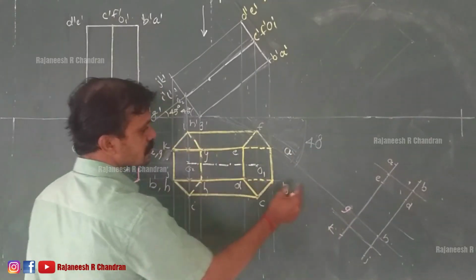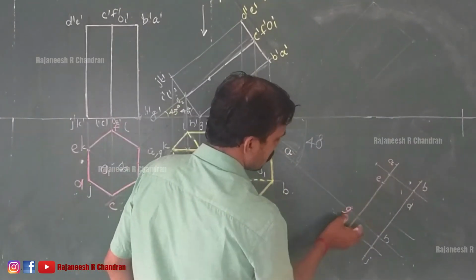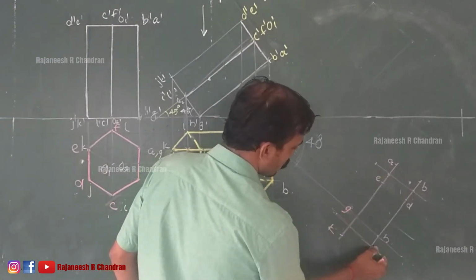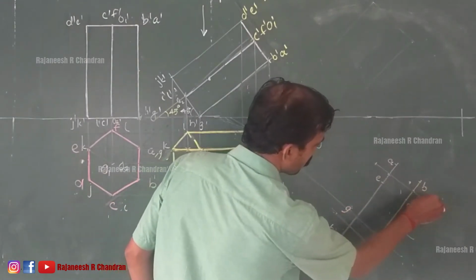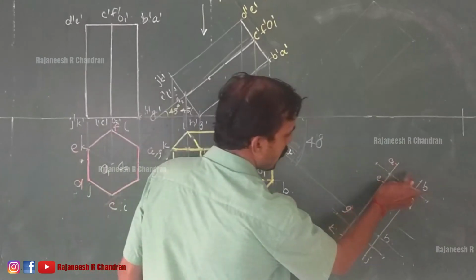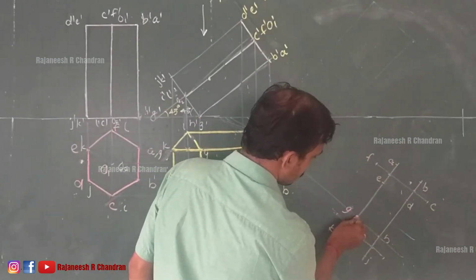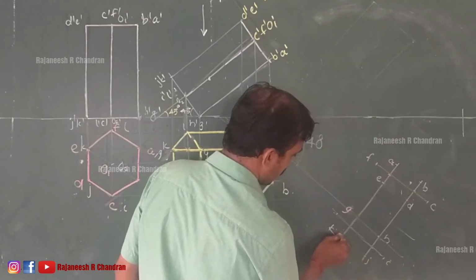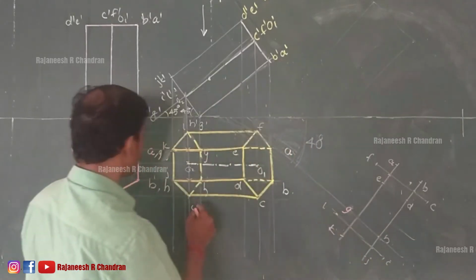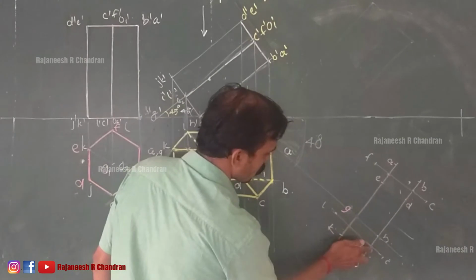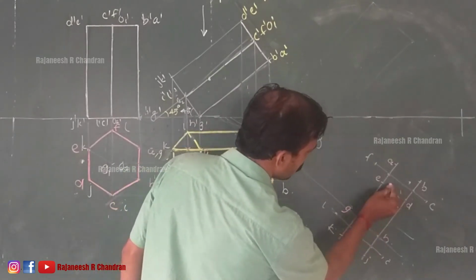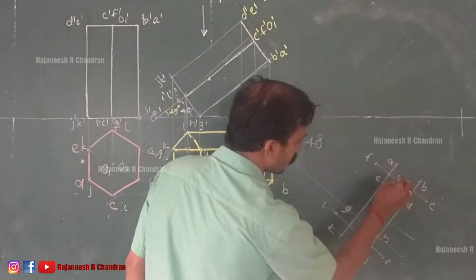Now take this distance, mark here. That will be equal for all the points, and name those points as A, B, C, D, E, F, G, H, I, J, K, L. Similarly, you can obtain the center distance also. Here it will be 1 to here.